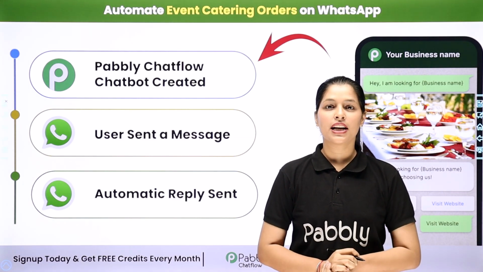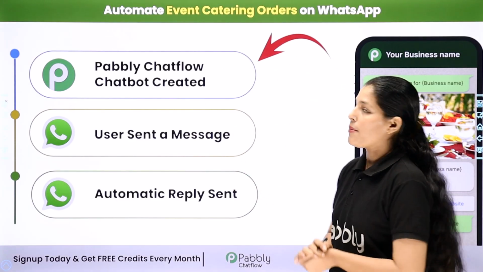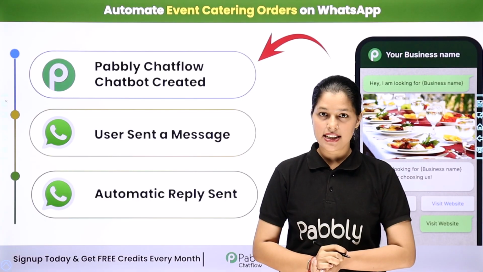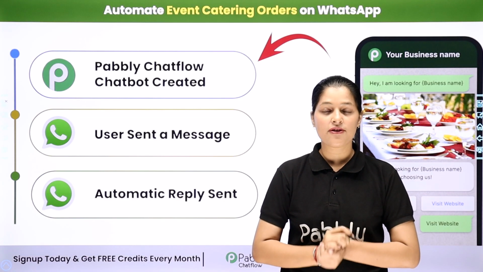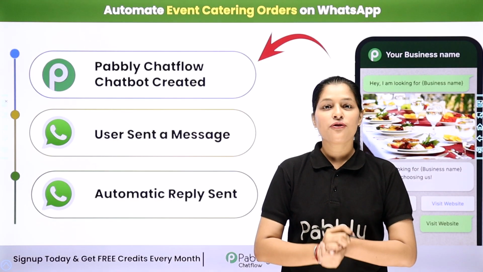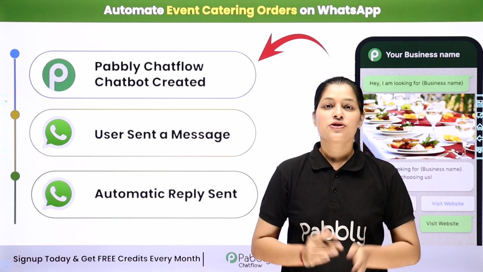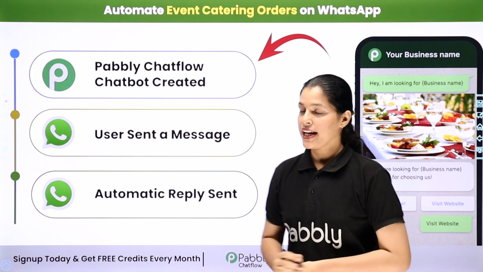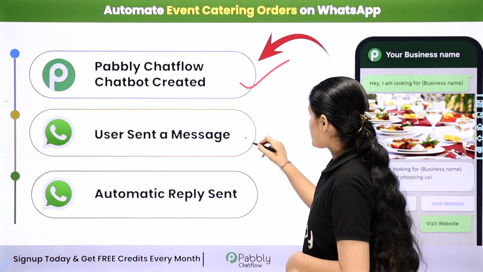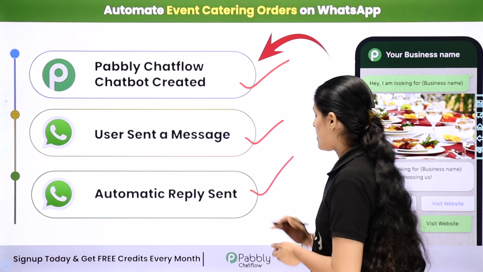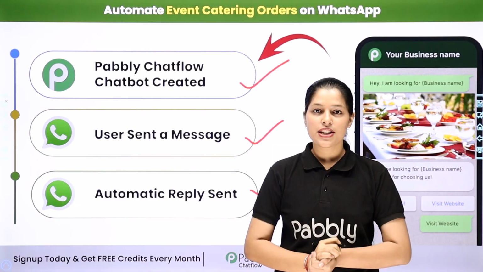So in this video we are going to learn how to automate event catering orders on WhatsApp. I run a catering service business and want to share menus, get the booking details and provide event details via WhatsApp automatically. So for that I am going to build a WhatsApp chatbot using Pabbly Chatflow. Firstly, in this video we are going to create a WhatsApp chatbot using Pabbly Chatflow. Now if a user sends a message, an automatic reply will be sent to them. So if you also want to build this automation or this chatbot, then let me take you towards my screen.